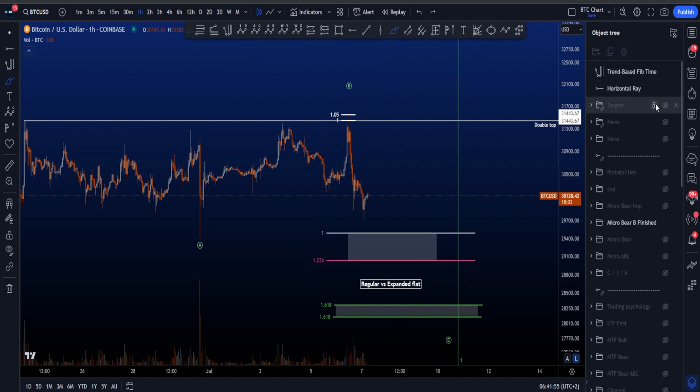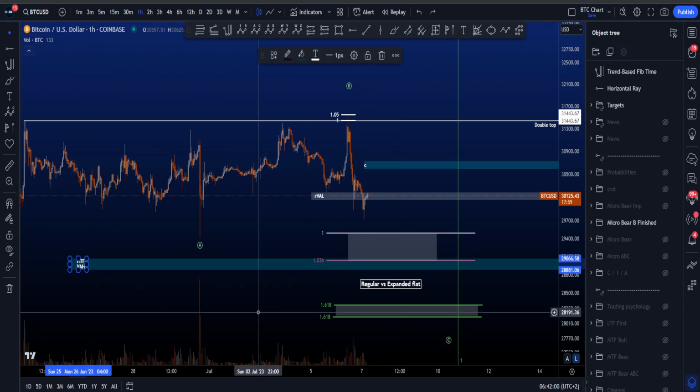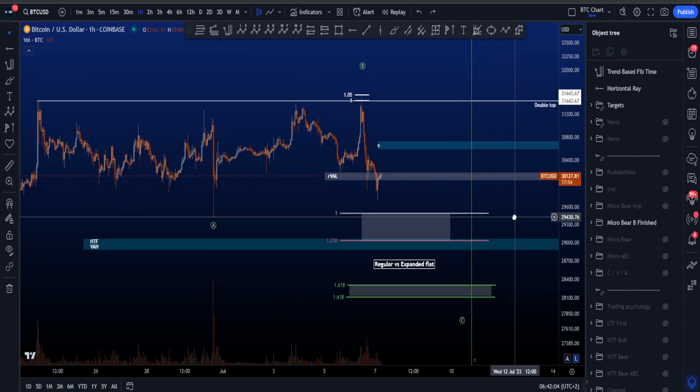which is between 29.5k and 29k, which is in confluence over here with the target box, the support area that we have between 28.8k and 29k, which is quite nice.